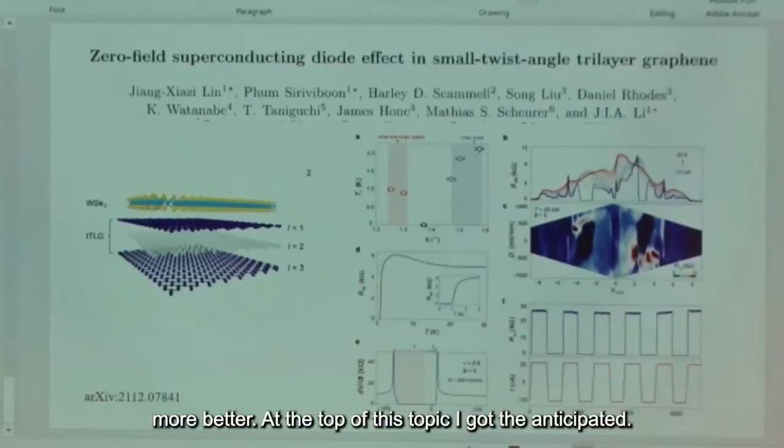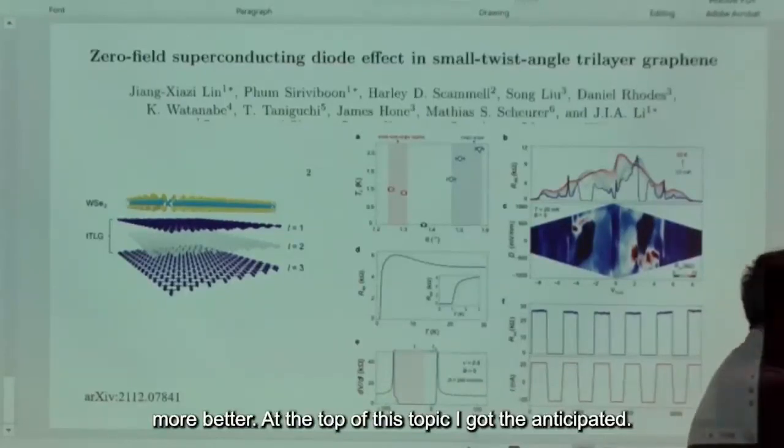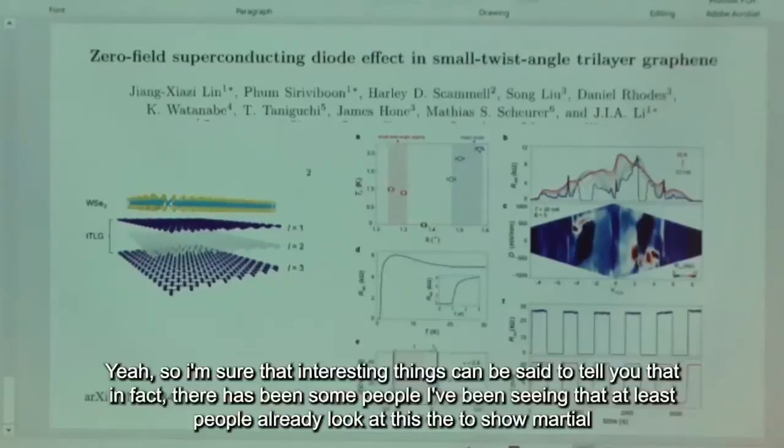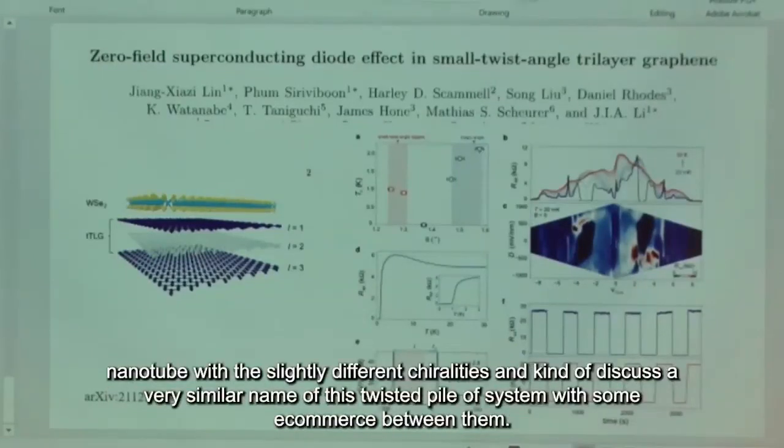But pokeballs exist. Basically, that's a sphere. So some of these things do exist in chemistry labs, and I'm sure interesting things can be said. In fact, I have seen some papers where people look at two-shell multiwall nanotubes with slightly different chiralities and discuss a very similar thing to the twisted bilayer system, with some incommensuration between them. So you can find some of it.